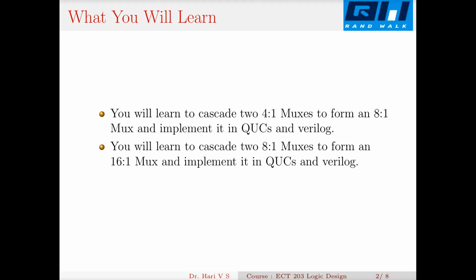What you will learn in this session is to cascade two 4 is to 1 muxes to form an 8 is to 1 mux. Then you will implement it in QUCS and Verilog. Then you will learn to cascade two 8 is to 1 muxes to form a 16 is to 1 mux and implement it in QUCS and Verilog.